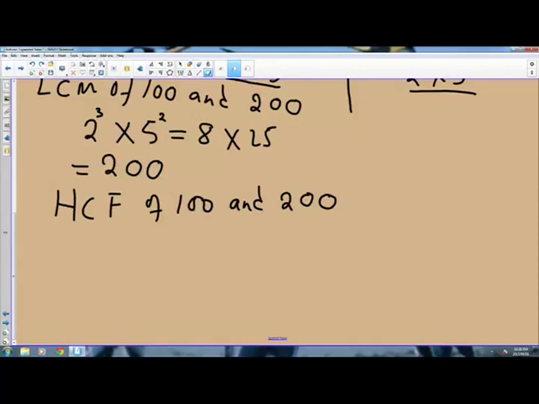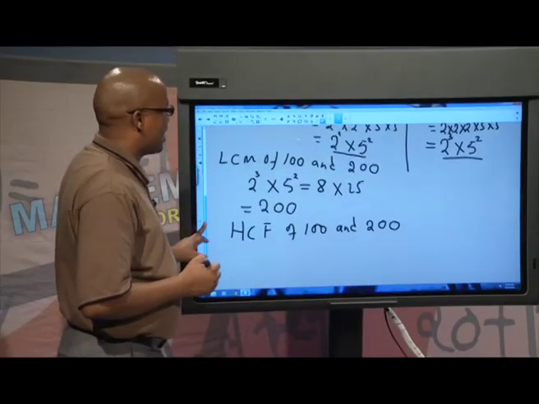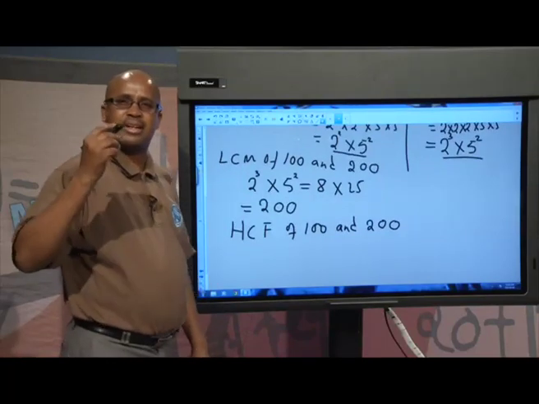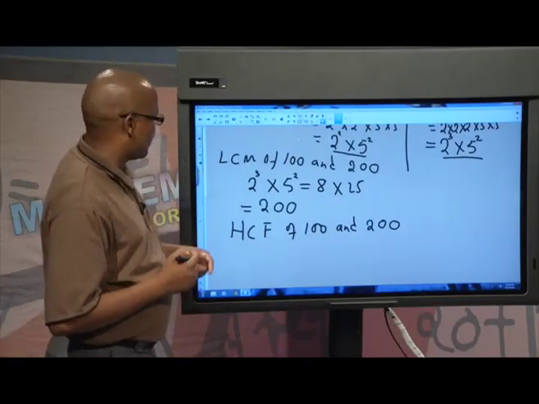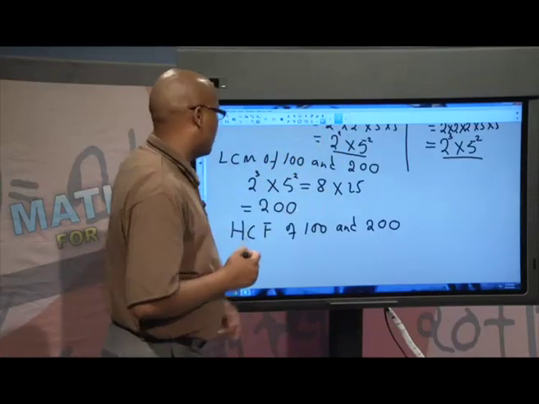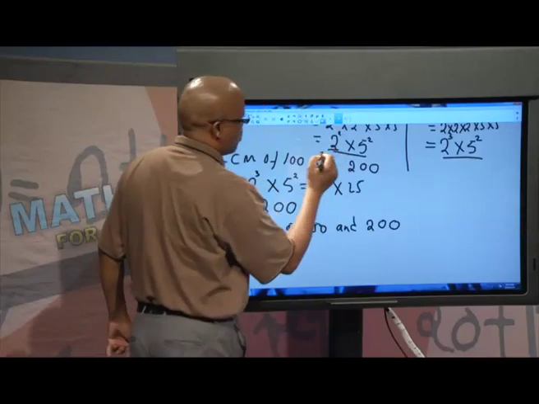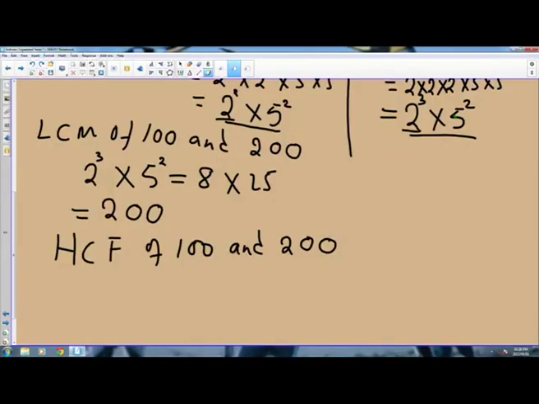We are going to use the concept of prime factor form to find the highest common factor of 100 and 200. Here, we are going to multiply the numbers with the least powers. For instance, this is 2 to the power 2 times 5 to the power 2. Now, we will take 2 to the power 2 because when we compare 2 to the power 2 and 2 to the power 3, 2 to the power 2 is less than 2 to the power 3. So we'll take 2 to the power 2.